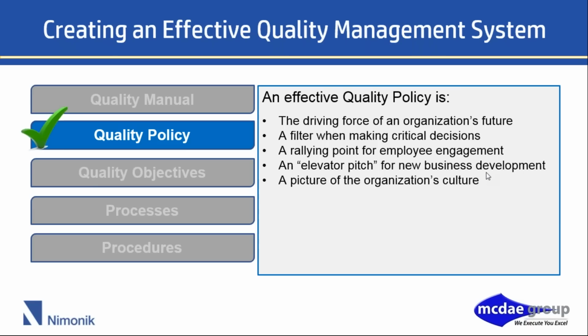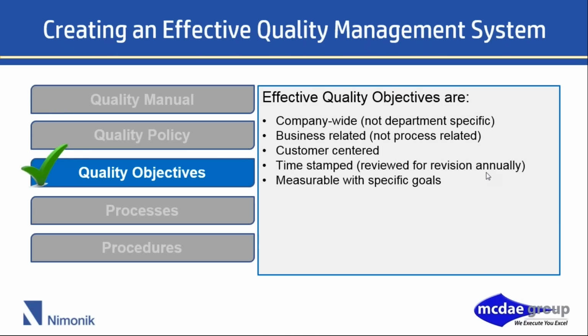A great quality policy must include the ability to set quality objectives. A lot of times when I come into a company, they have a very weak quality policy that's just satisfying the requirements for an auditor. And they have these four generic quality objectives. Yeah, we want to maintain 90% on-time delivery, 90% product quality, 90% customer satisfaction. And they've actually never changed their quality objectives in years. But effective quality objectives are company-wide, not department-specific, and they're also business-related, not just product-related.